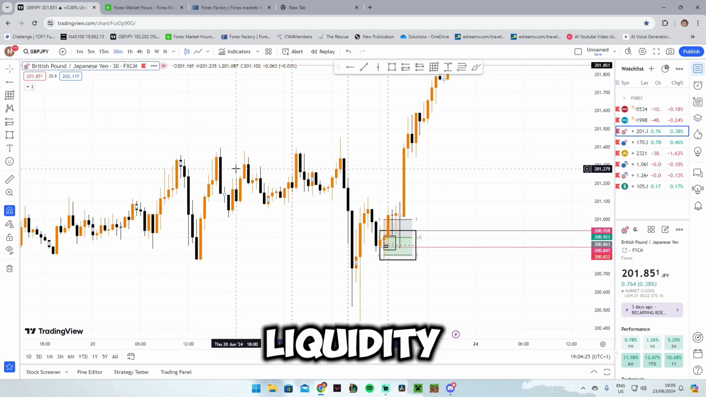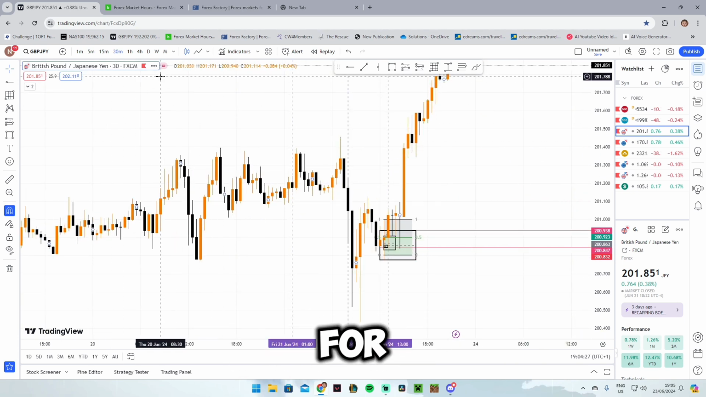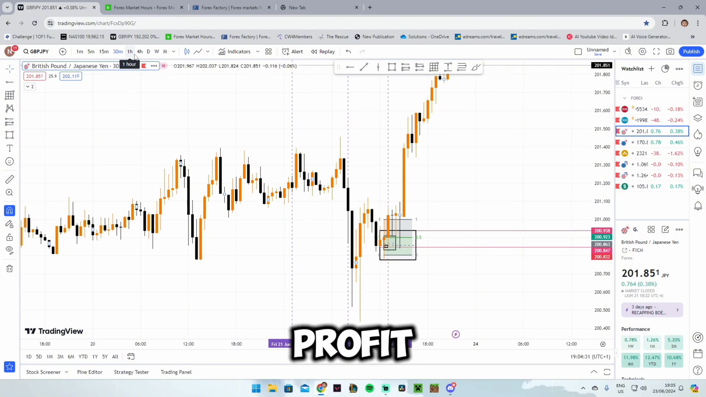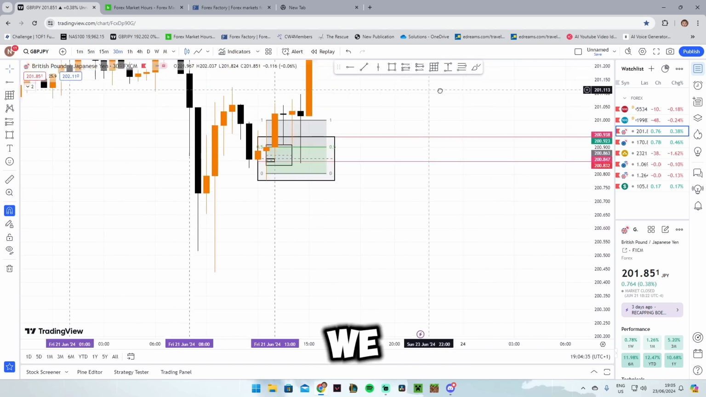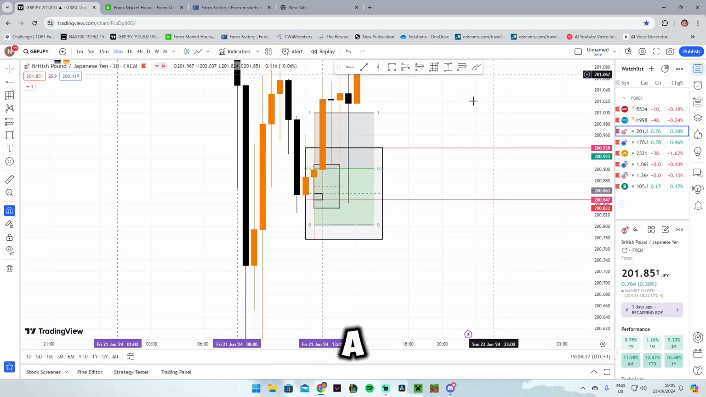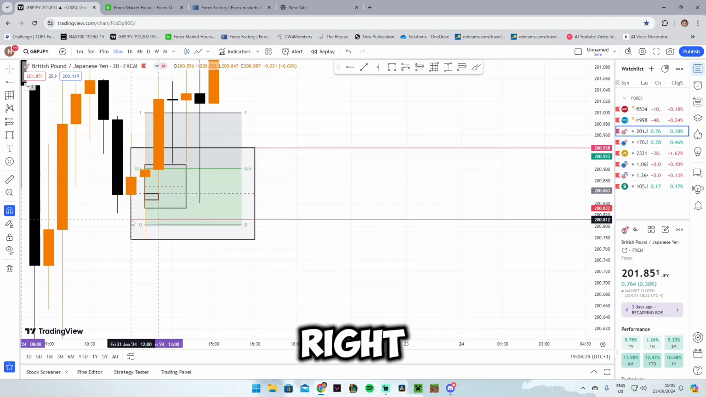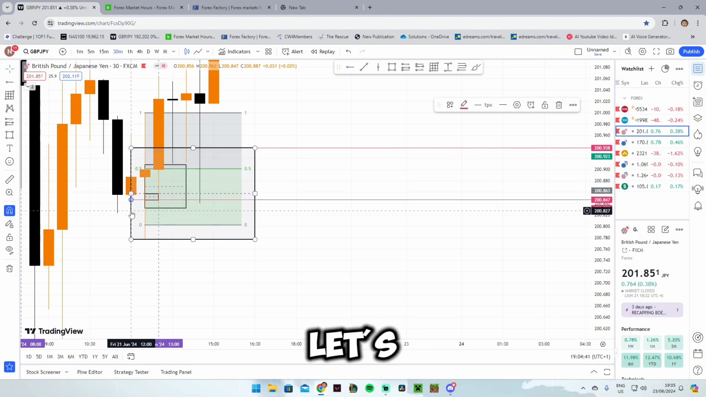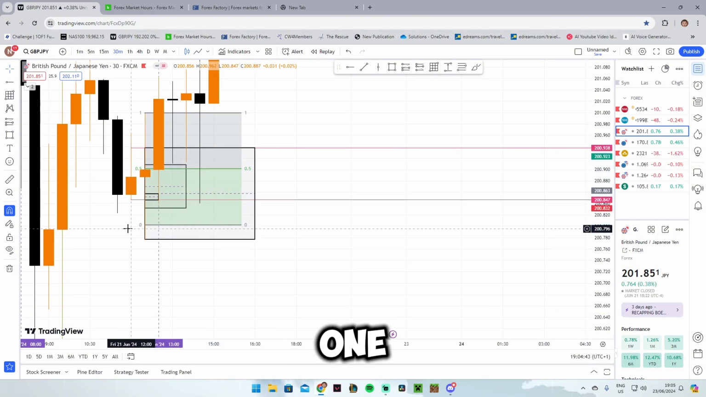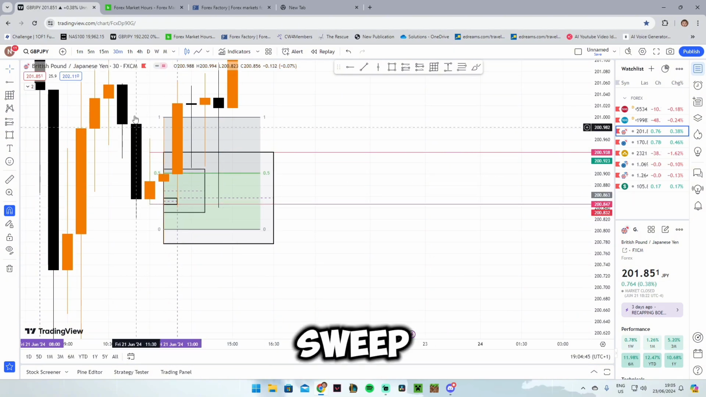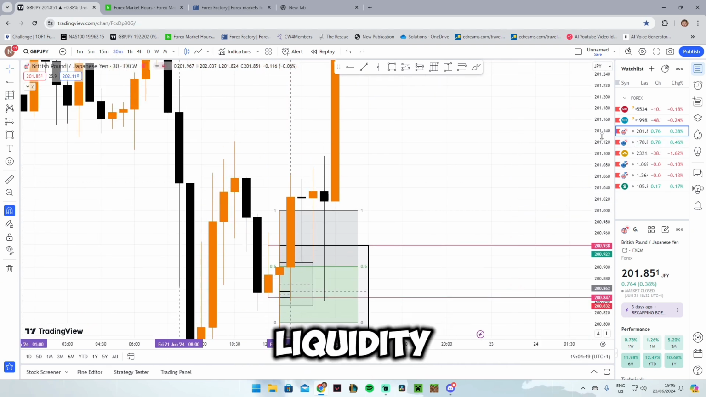Anywhere where the liquidity is swept, look for the place for take profit on that. So as we can see, we marked out a 30 minute liquidity sweep right here on this candle. Let's just move this back one. That 30 minute sweep. So what are we gonna do? Mark our little 30 minute liquidity.